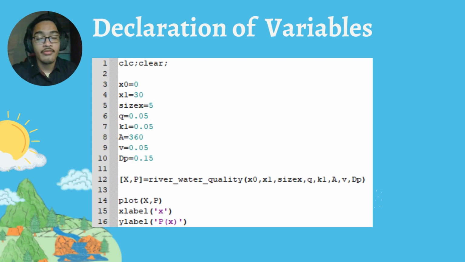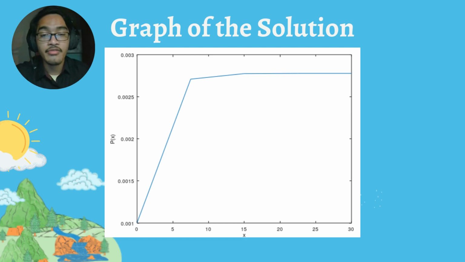This is where we define the variables to plug into the user-defined function in the previous code. Line 12 is the command to call the function so that it will return the solution. And lines 14 to 16 are the coding for the command window to plot the graph of the solution. After running the previous code, the graph of the solution that will be shown in the command window is as follows.